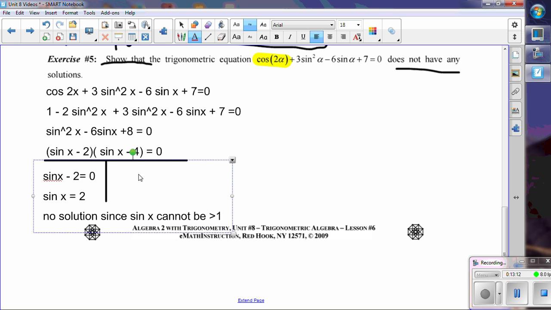And over here, on the other side of the problem, we have sine of x minus 4 equals 0. And then when we go down and add the 4 to both sides, we get sine of x is equal to 4. And there's still no solution since sine x cannot be greater than 1. So this is the showing, and then there's just a little bit of a justification just so that the person grading your paper realizes that you really do know why.